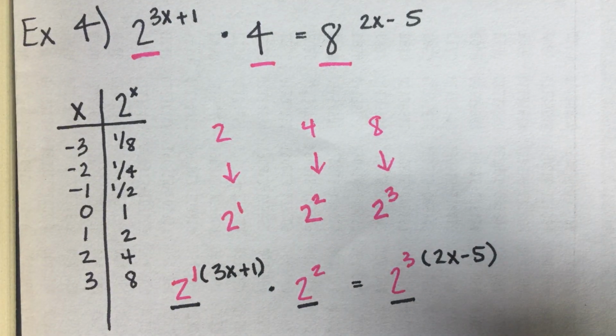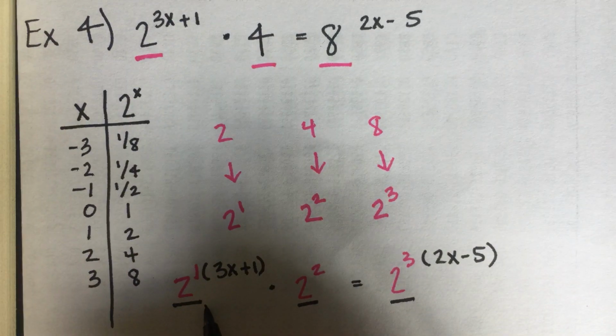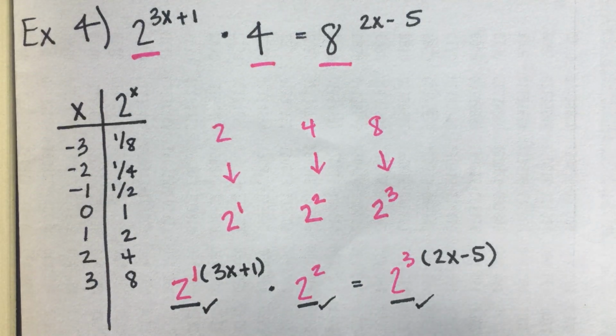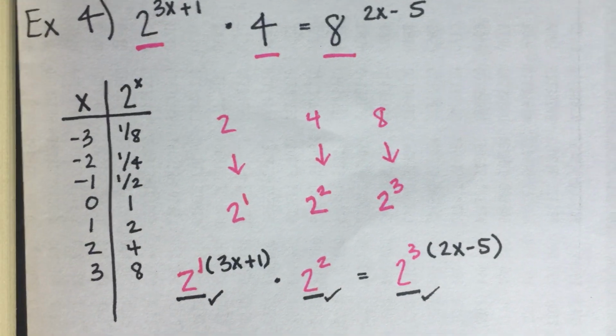Now, do we have the same base across the board? The answer is yes, we do. We have 2's all the way across, so we're going to go ahead and now combine it so that we have only one base on each side.